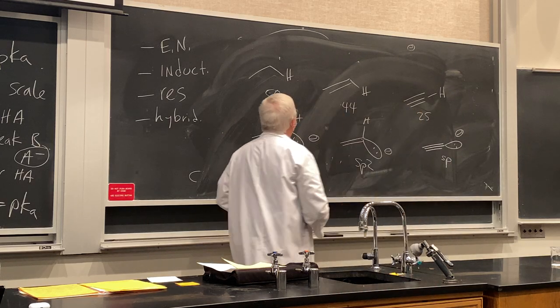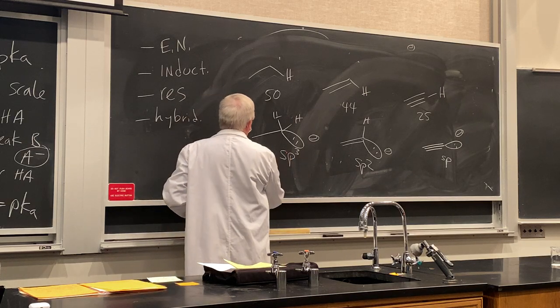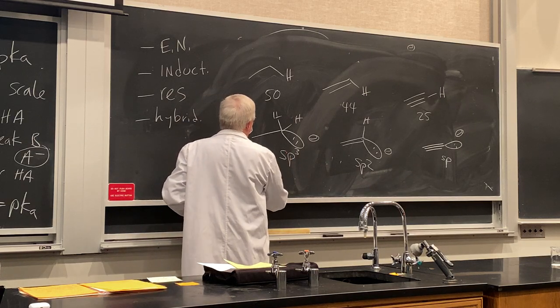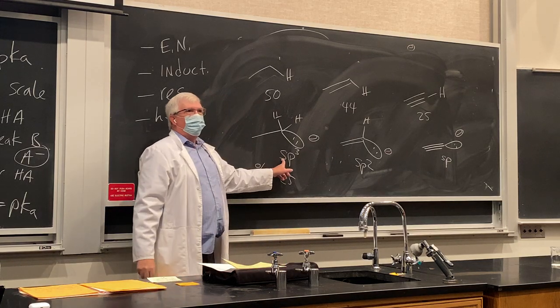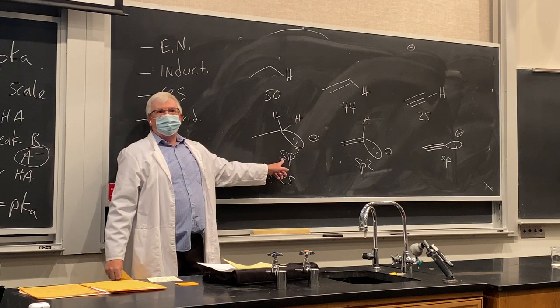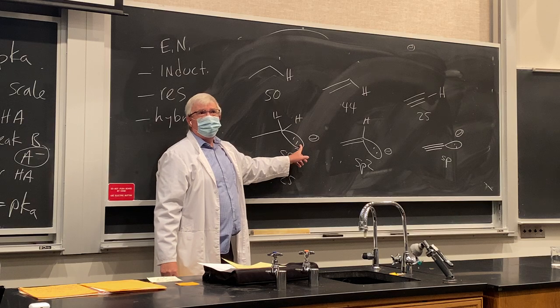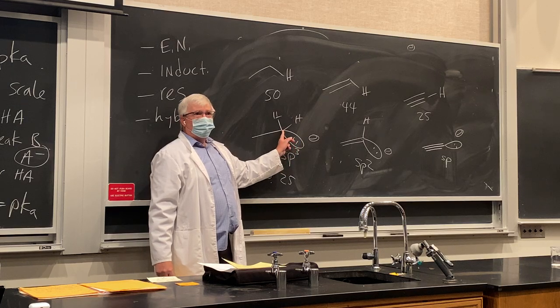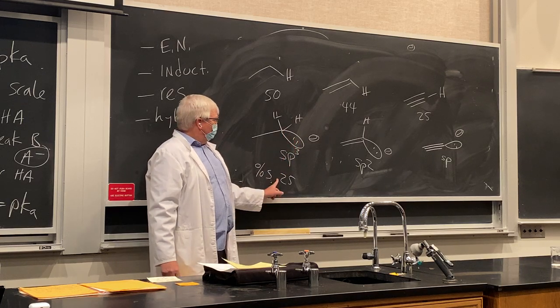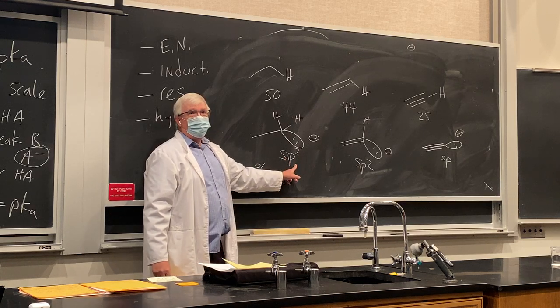So hence the stabilization here. What do we say? Percent s here is 25%. And the s orbital character is closer to the nucleus. And the nucleus is positively charged. That's what's going to give us the stabilization here, the proximity of this lone pair in the anion to the positively charged nucleus. So there's 25% s character here, 75% p character.